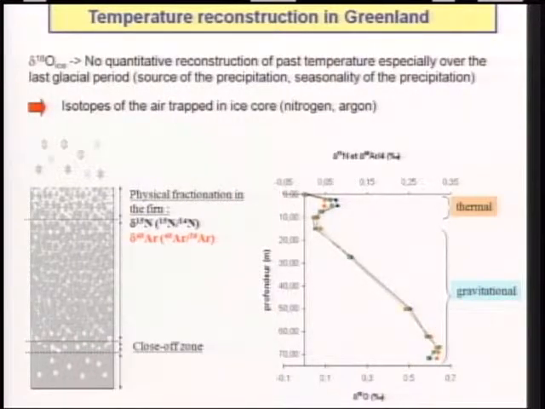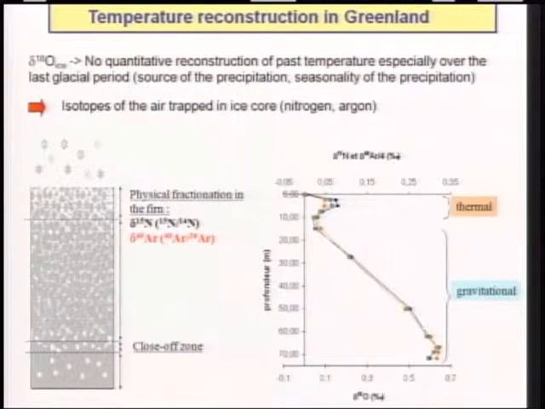We do that because delta 15N and delta 40 argon do not show change in the past atmosphere, so the variations that we record in the air bubbles are linked to physical fractionation in the firn, that is to say the upper, let's say, 100 meters at the top of the ice sheet, constituted of porous snow. So what are those physical fractionations?